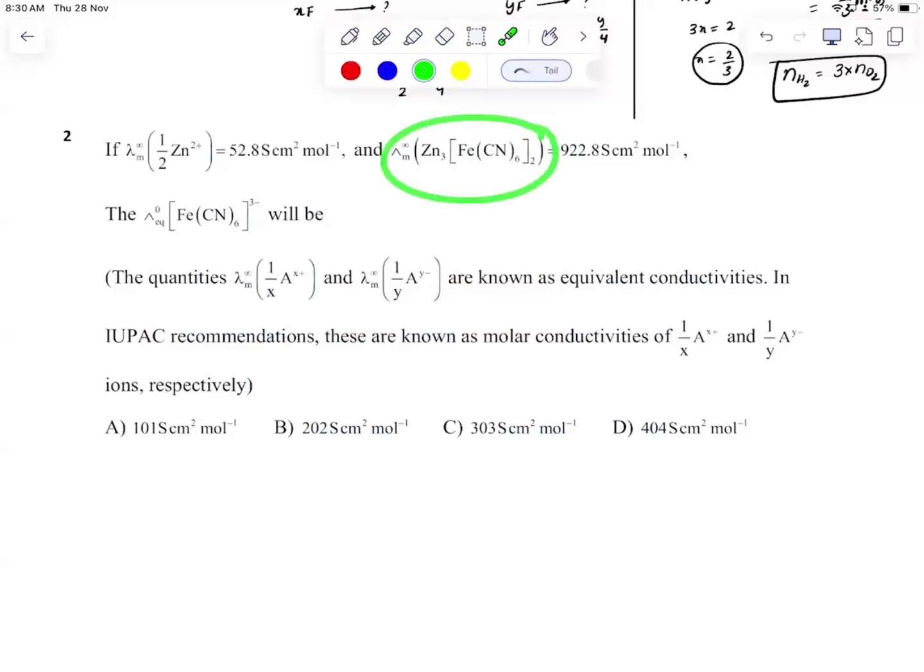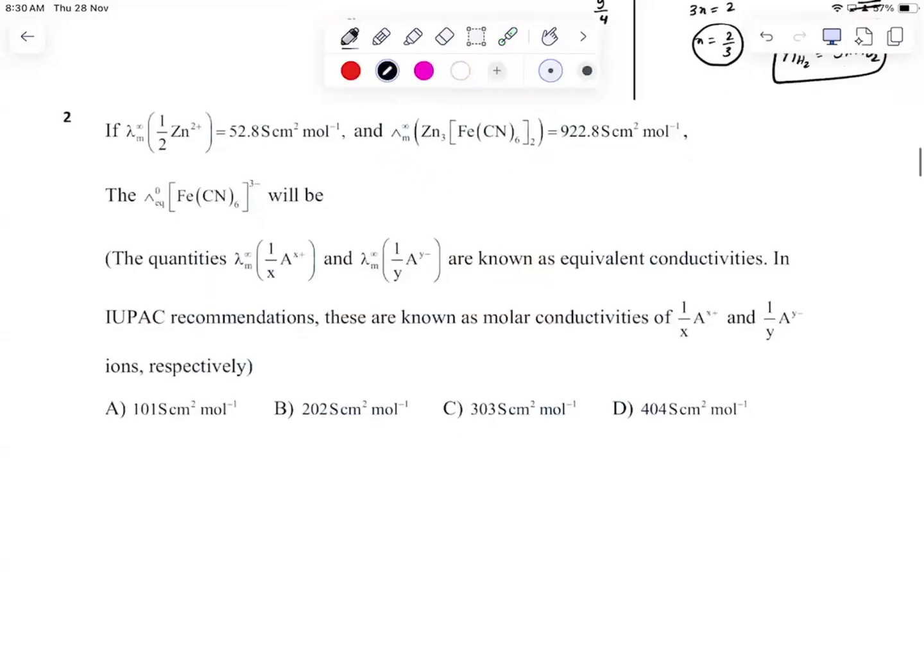when you write this one, what do we get the lambda value here? So, the solution here. Lambda m infinity of Zn thrice Fe Cn6 whole twice would be equal to 3 times lambda Zn 2 plus infinity lambda m Zn, and next 2 times lambda m of Fe Cn 6 4 minus infinity. Correct? So, this is the equation we know.